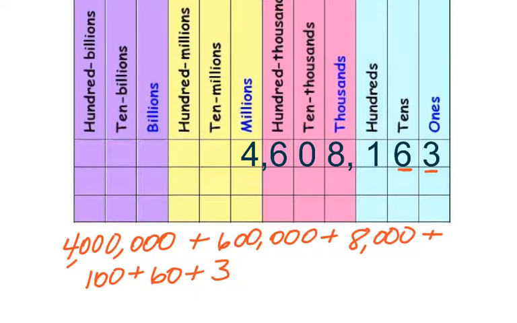So this is how I write the number in expanded form. Again, I wrote the value of each digit and I separated it by a plus sign. Take a moment to jot that down if you haven't already. If you still need more time to write, go ahead and press pause on the video right now.